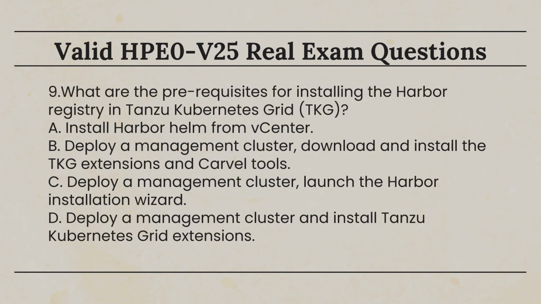9. What are the prerequisites for installing the Harbor Registry in Tanzu Kubernetes Grid, TKG? A. Install Harbor Helm from vCenter. B. Deploy a management cluster, download and install the TKG extensions and Carvel tools. C. Deploy a management cluster, launch the Harbor installation wizard. D. Deploy a management cluster and install Tanzu Kubernetes Grid extensions.